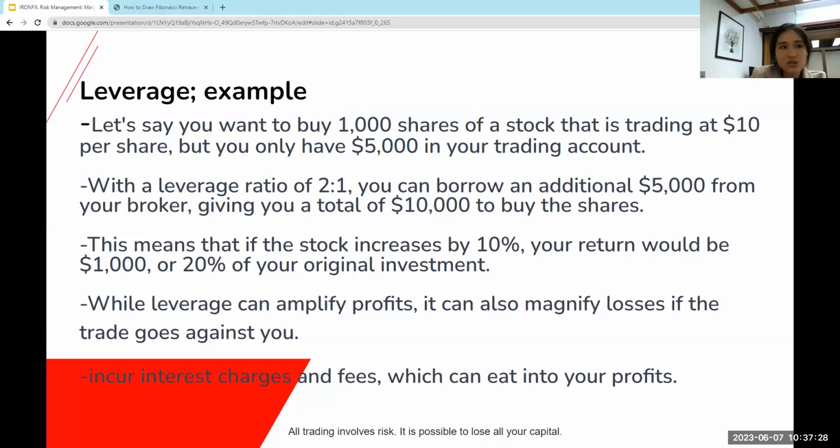Okay, so it's important to note as well that while leverage can amplify profits, it can also magnify losses if the trade goes against you. Additionally, it's important to note that the use of leverage involves borrowing money and incurring interest charges as well as fees, which can then eat into your profits. So it's crucial to understand the risk involved and use leverage judiciously in your trading strategies.